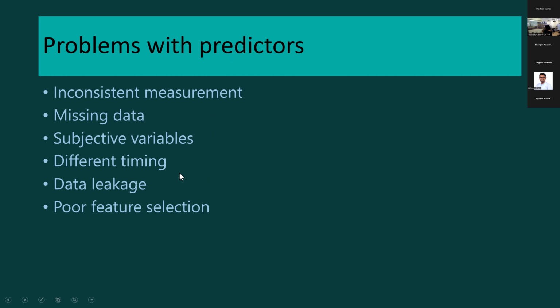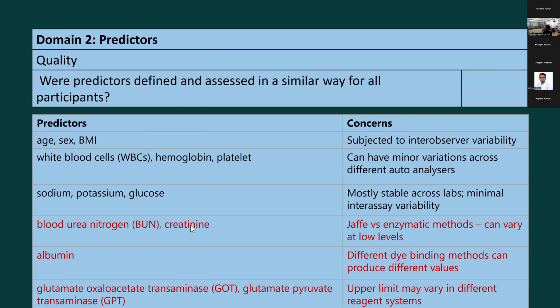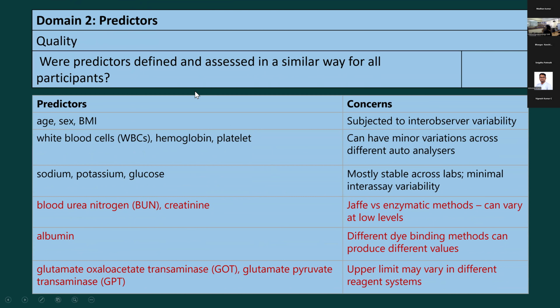What is the timing of assessment for these variables? Is a variable which is assessed 2 months prior to a certain event okay or not? And the specific timeline which they are accepting should be explicitly stated. Then there is data leakage and feature selection. Out of these two terms, I'll come to that subsequently. So looking at the study, were the predictors defined and assessed in a similar way for all the participants?